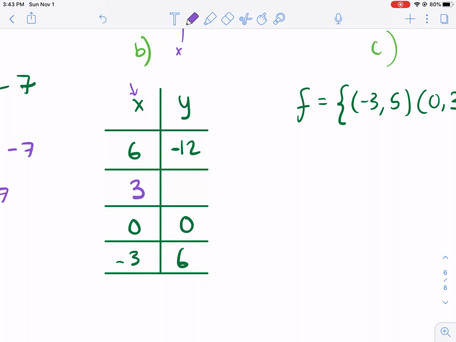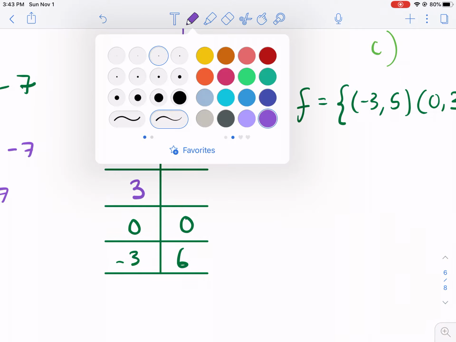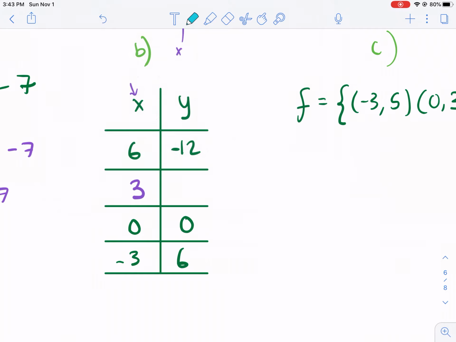This one doesn't have an equation, so what do we do? Well, we need to look at the pattern here. We know it goes from negative 12 to some unknown value, and from that unknown value to 0, and then from 0 to 6. So we see when we went plus 3 with x, we went plus 6 with y. We went plus 3 with x. It needs to stay the same if it's a function.